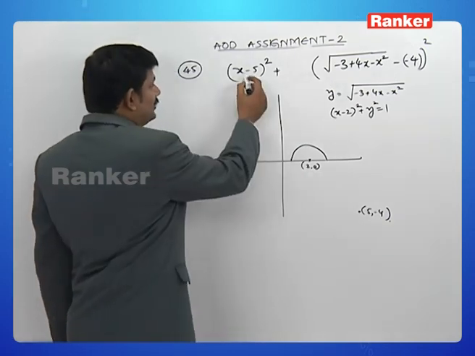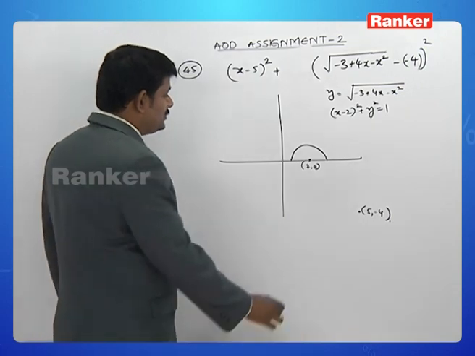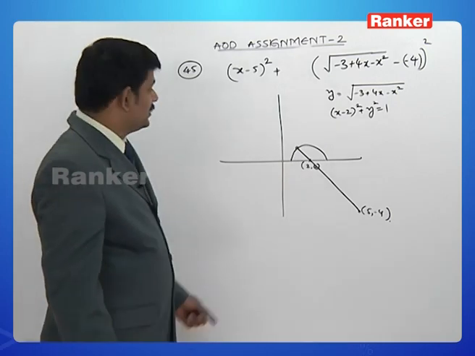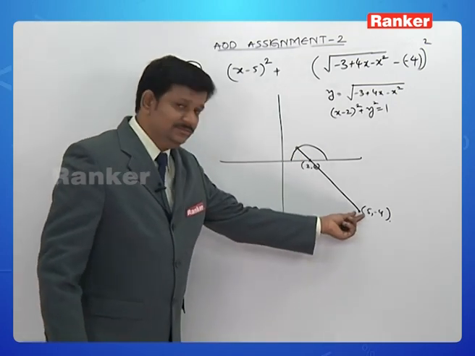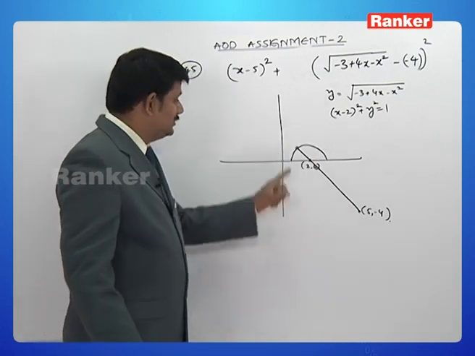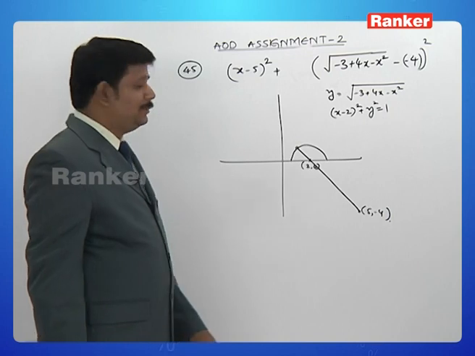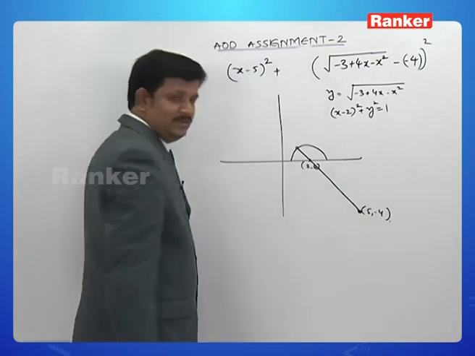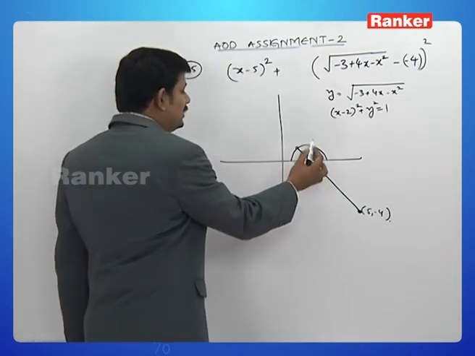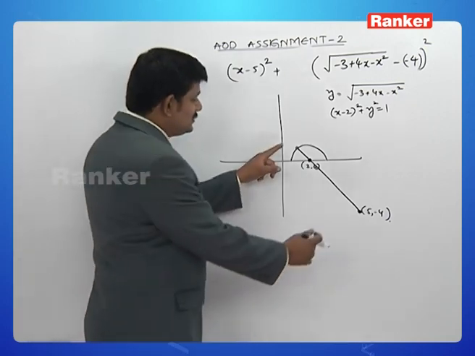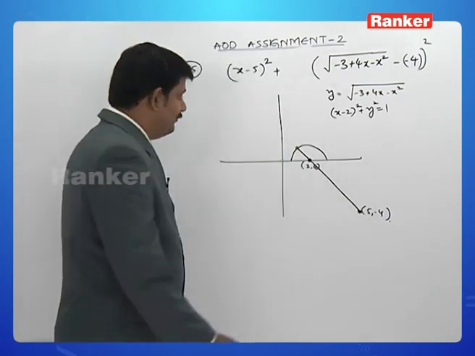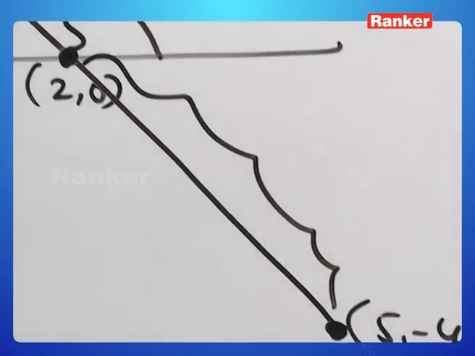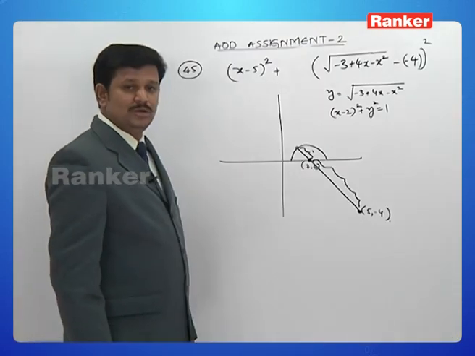Now, we want such a value of x and y for which the distance between these 2 points is maximum, that is, the greatest distance between 2 curves. This point is a curve and this semicircle is a curve. The distance between 2 points on these 2 curves will be maximum along the common normal. Common normal for a point is any line passing through the point, and common normal for a circle is a line passing through the center. So the greatest distance will be this particular distance, which is nothing but the radius 1 added to the distance between the points 5, minus 4 and 2, 0.